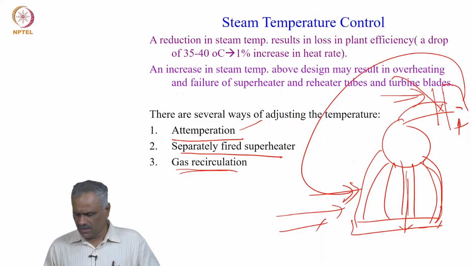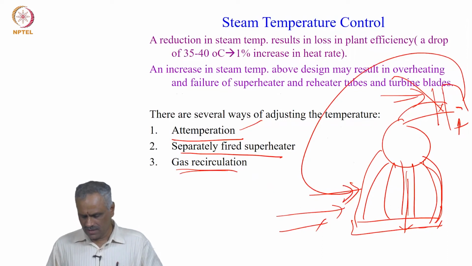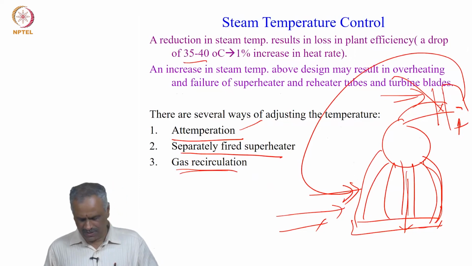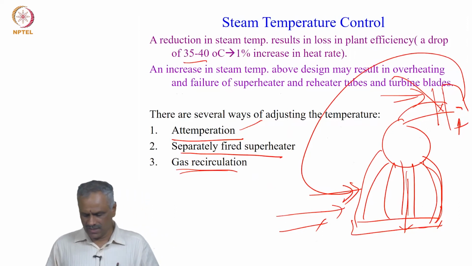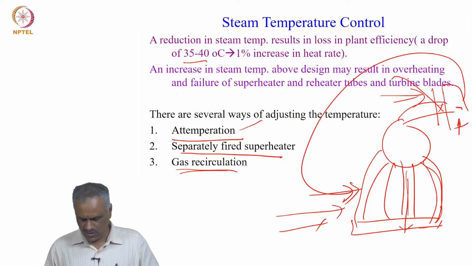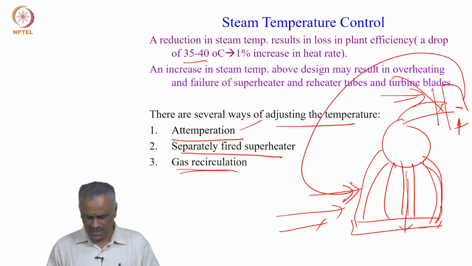For plant efficiency, if there is a reduction of temperature by 30 to 40%, there is a 1% heat performance reduction. So, it is important to have different control systems to adjust the temperature.